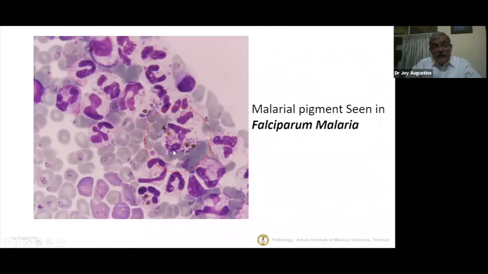Now, malarial pigment in neutrophils is well known in falciparum malaria. So there's nothing improper. You can see lots of malarial parasites in the RBCs, and you find malarial pigment. Now, the point to remember is that when you find no malarial parasites but malarial pigment in the neutrophils, you've got to be very conscious that the patient may be having falciparum malaria. So this point is very, very important.